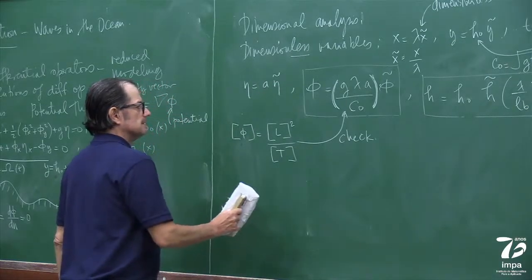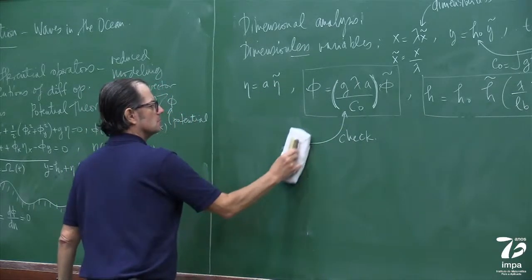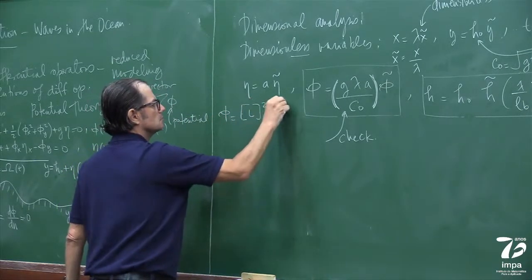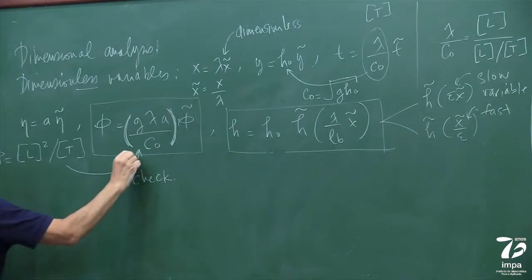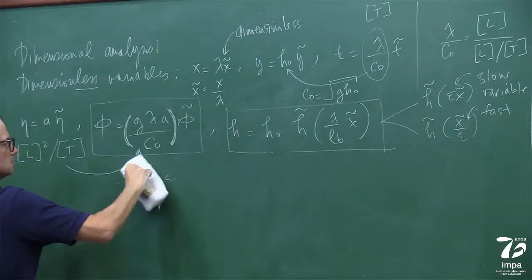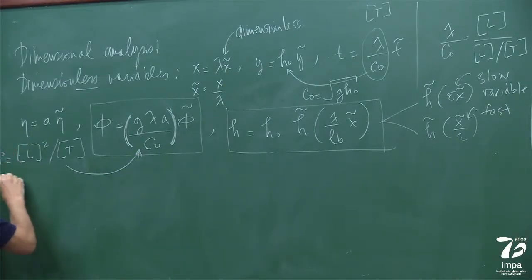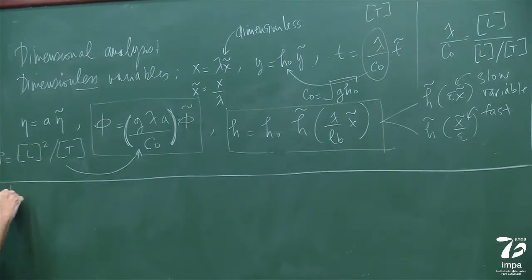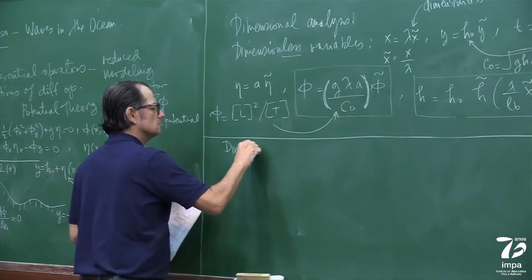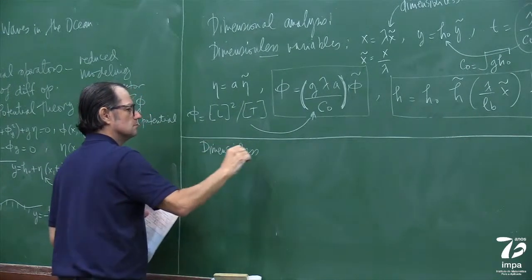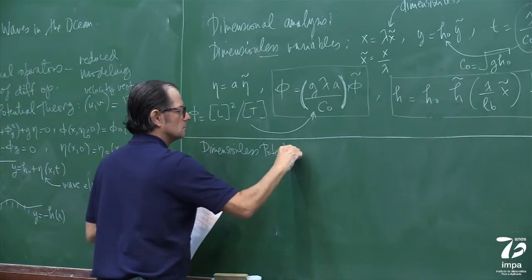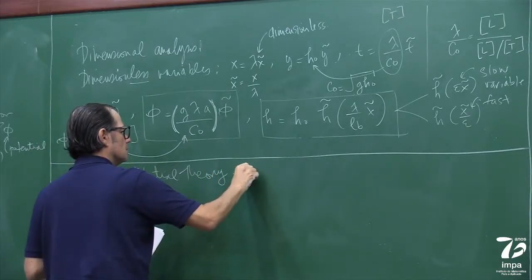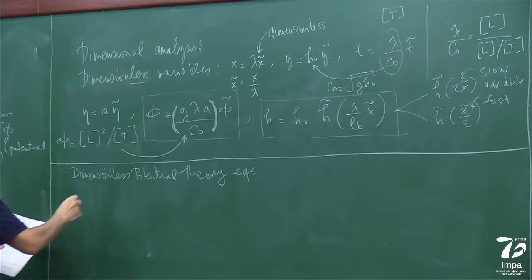Okay, let me erase here. Let me put this here so I can get more space. All right, so here are the dimensionless potential theory equations. It's like this.